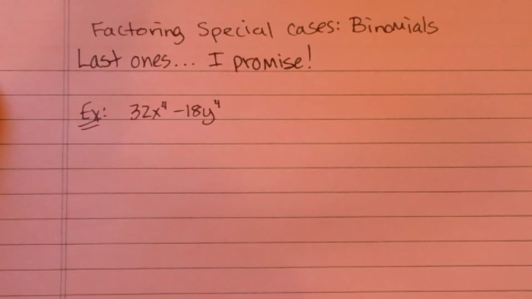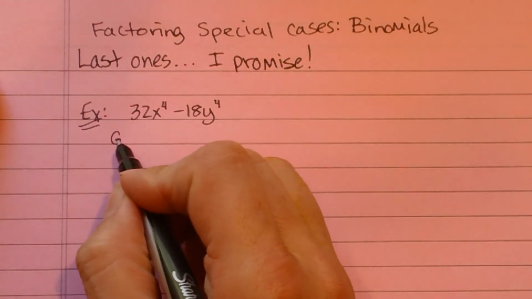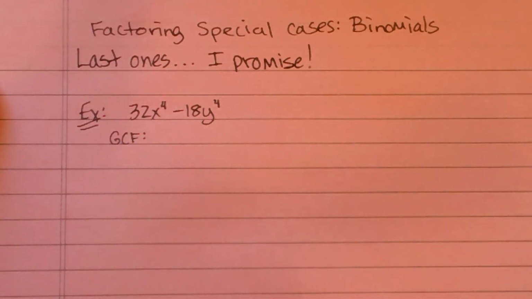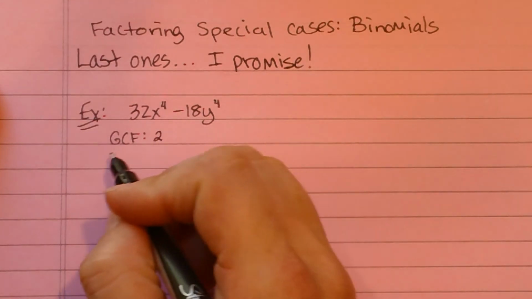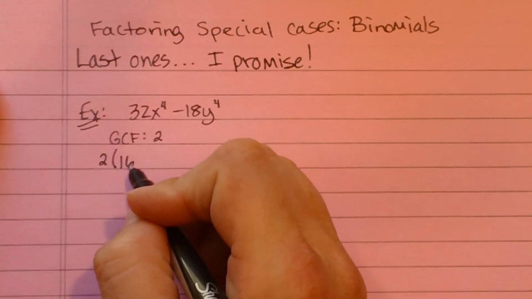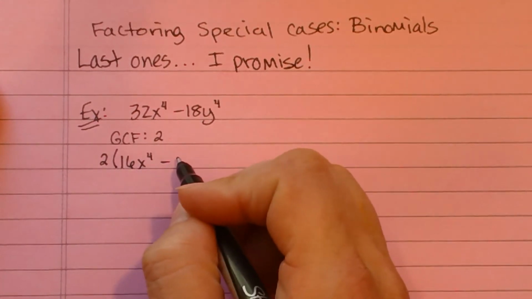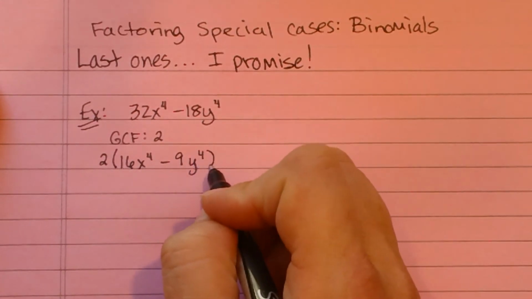So we're always going to start out the same way. We're going to look for greatest common factor. The greatest common factor in these terms is going to be 2. Woohoo! 2. So we've got 16x to the fourth minus 9y to the fourth.